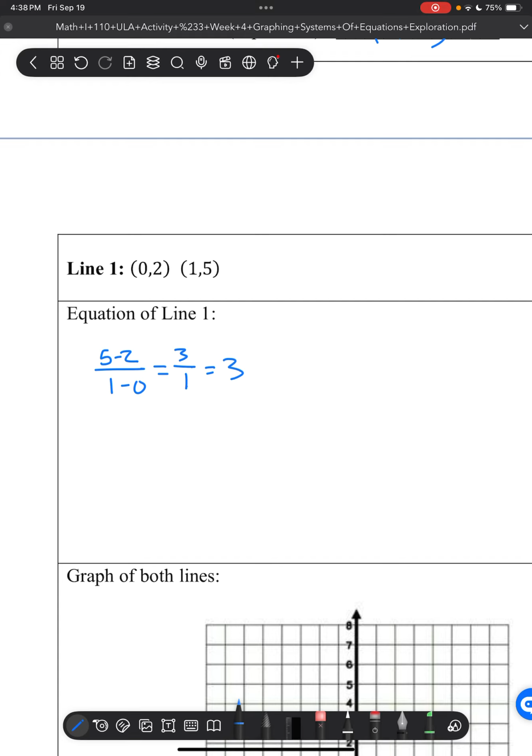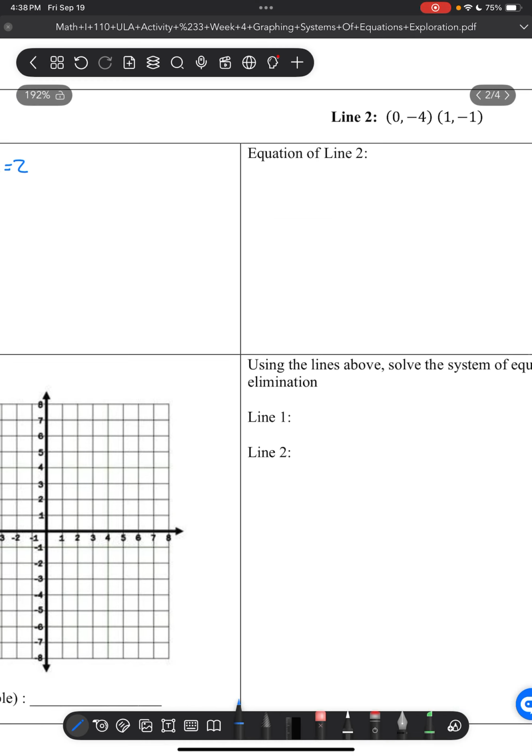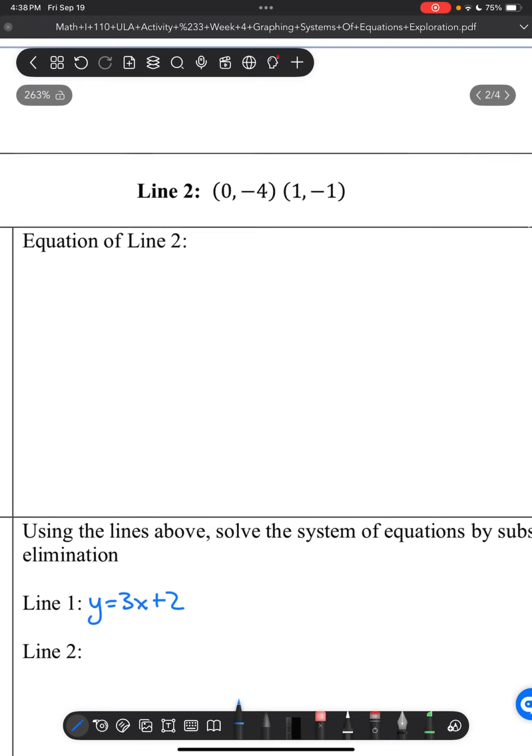Now, what do we notice here? We already have an intercept. We have our b, right? So we now know b is 2. So we don't need to waste our time finding b if they are already giving us the y-intercept, right? So we're going to have our equation here then. Our slope is 3, and our b is positive 2. So we already have our equation of line 1: y equals 3x plus 2.